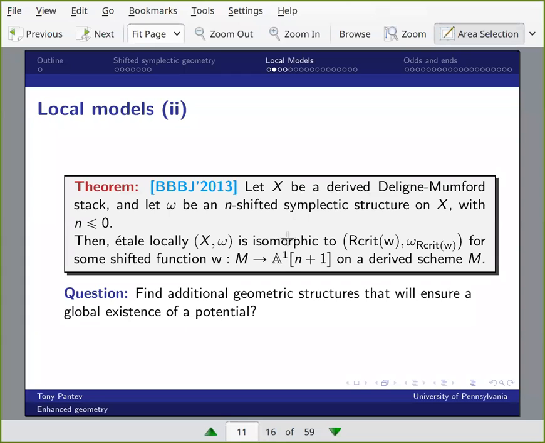So the punchline is that you have some Darboux statement. Right now it works for derived spaces or derived Deligne-Mumford stacks. It doesn't quite work for Artin stacks, but you expect it to work. We just don't know how to prove it, or maybe properly formulate it. But it's saying that there are local models for geometry that come from derived critical loci of potentials. And the question is, how do we understand those potentials, and how do we understand when they exist globally? So I'm going to tell you both answers.